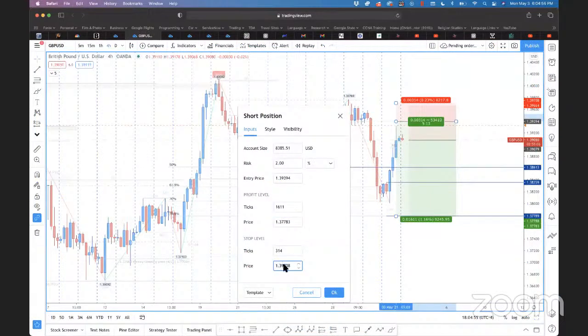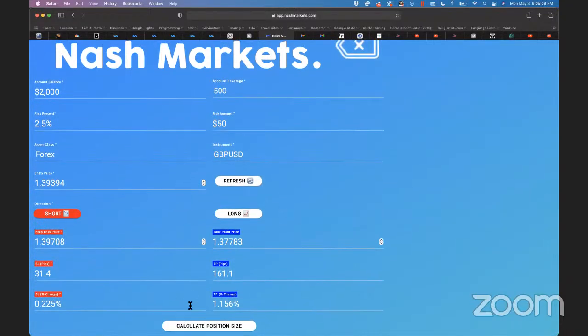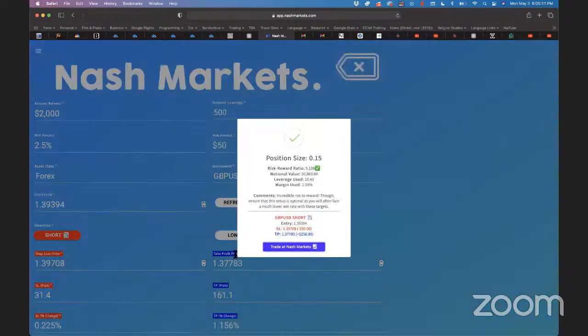My stop loss is here, right? I'll be risking 31 pips to gain 161, right? Then I'm going to scroll down, calculate position size. This is going to tell me a bunch of stuff that I need, right? First, it's going to tell me the lot size I should use for this trade. Then it's going to tell me my risk reward ratio, which is 5.13 to 1, right?